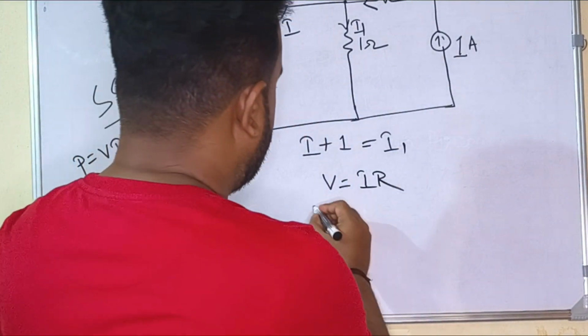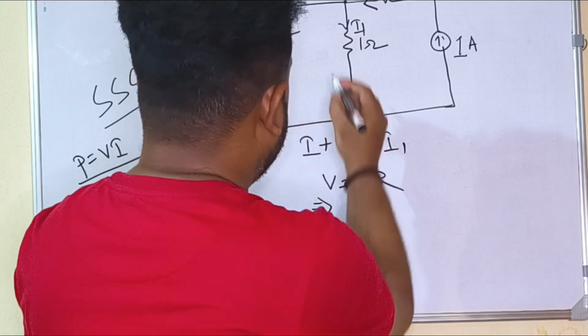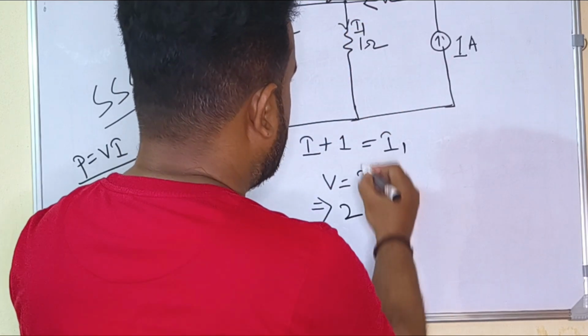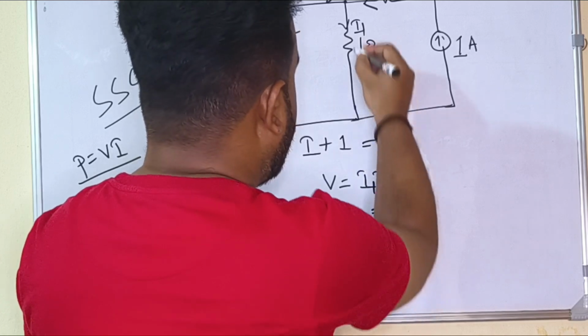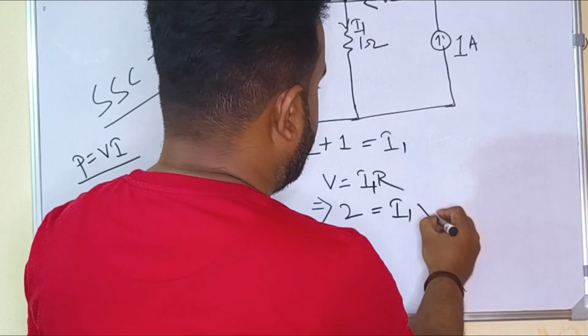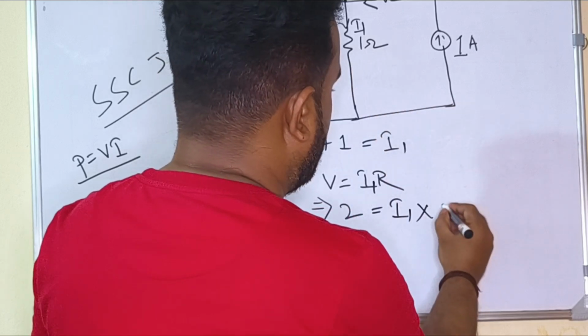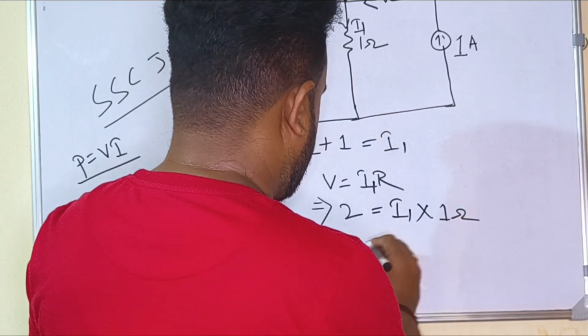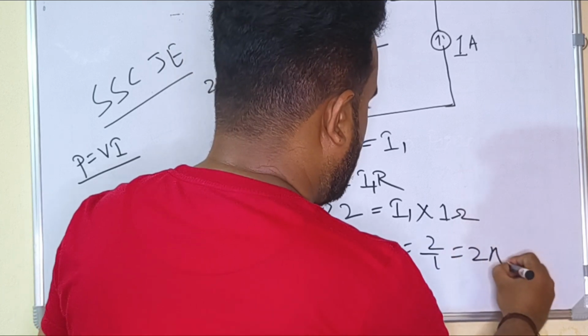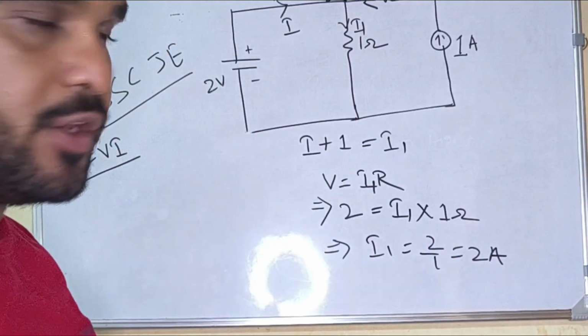Voltage is given, that is 2 volt. Here you can say 2 volt because parallel. 2 volt is equals to I1 into R. I1 is not given, R is 1 ohm. So I1 is equals to 2 by 1 is equals to 2 ampere. Clear, my dear students?